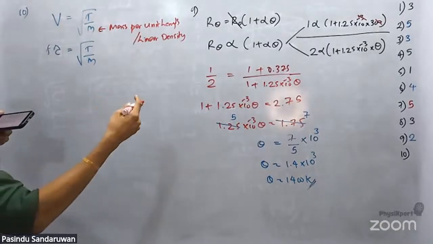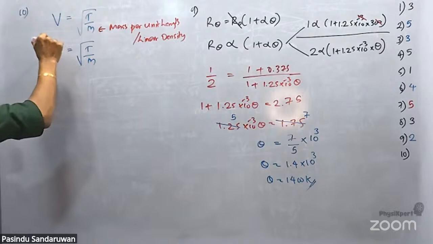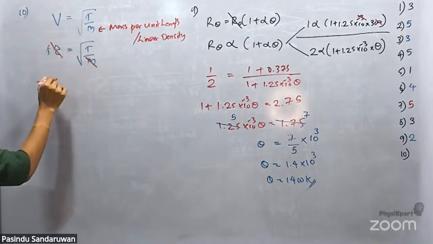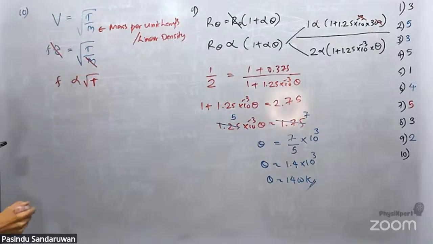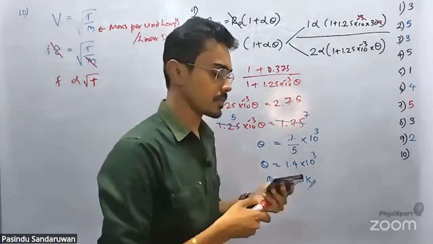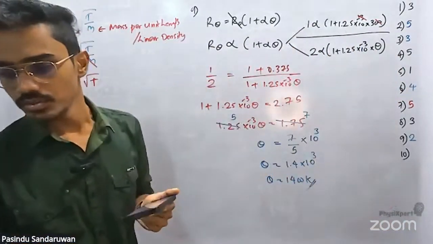We are asked to determine the frequency when the tension changes. Then lambda is constant and m is constant, so F is proportional to root T. This is the finalized equation. Use this equation twice.